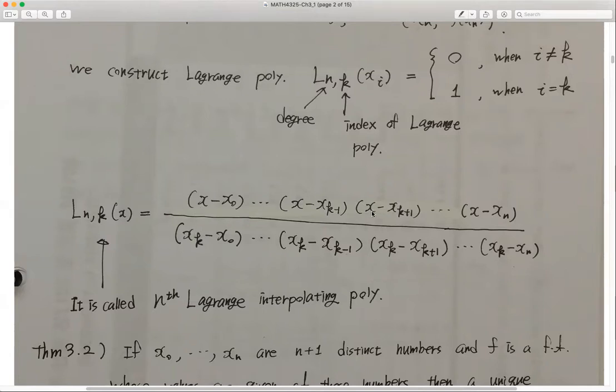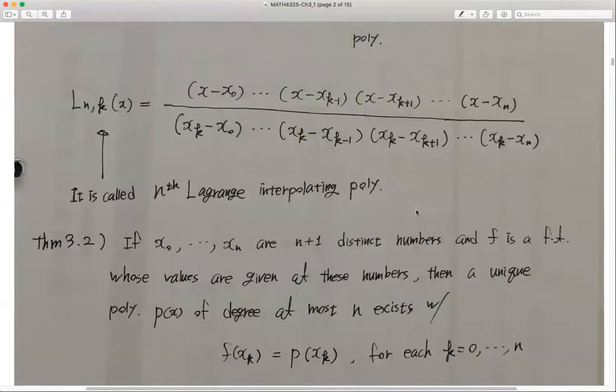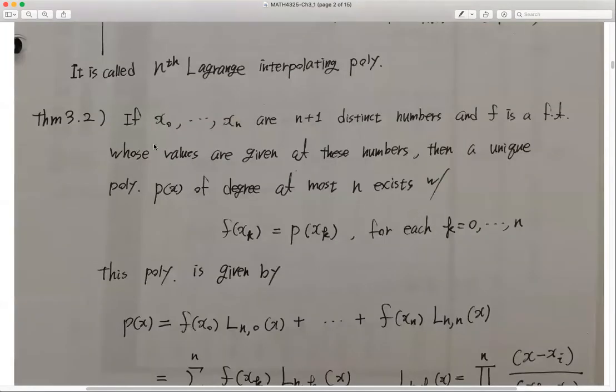The interesting thing is that x minus xk is not seen in here. That makes sense, because if there were xk minus xk in the bottom, we would get 0 in the denominator, which is not defined in mathematics, so we would get big trouble. So that's the nth Lagrange interpolating polynomial, and we're going to use it to construct the Lagrange polynomial. Now it's theorem 3.2. If x0 through xn are n plus 1 distinct numbers and f is a function.